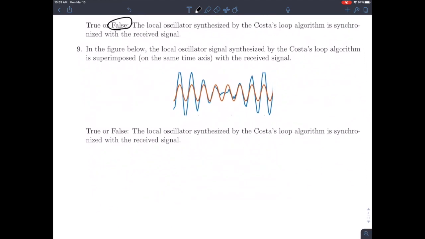On the other hand, you look at problem number 9, we have a local oscillator synthesized by the Costas loop algorithm. This time the peaks are matching, all right? So each peak matches, and so this shows that, at least for this time instant, the local oscillator synthesized by the Costas loop is in sync with the received signal.